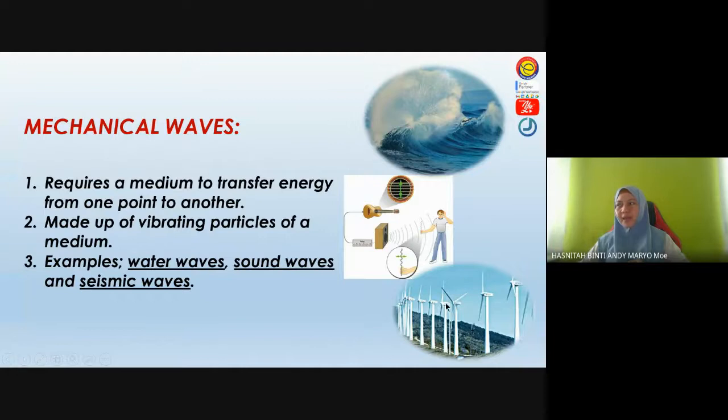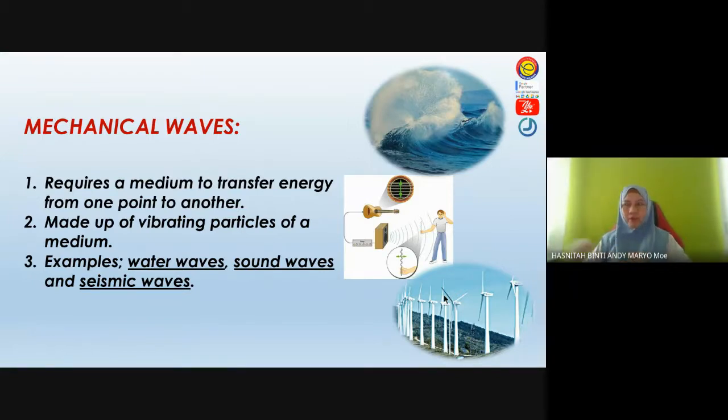Here, okay, what do we call this? This is a windmill, right? So what wave is produced by it? Seismic wave. Okay, seismic underground. So the earth particle is vibrating, so it produces seismic wave. All right.